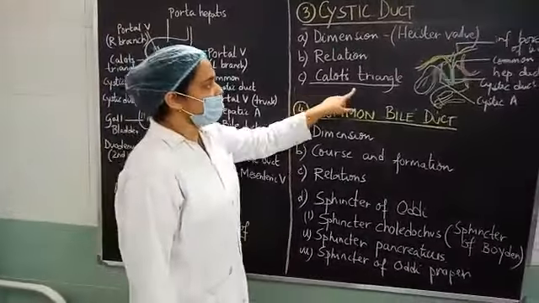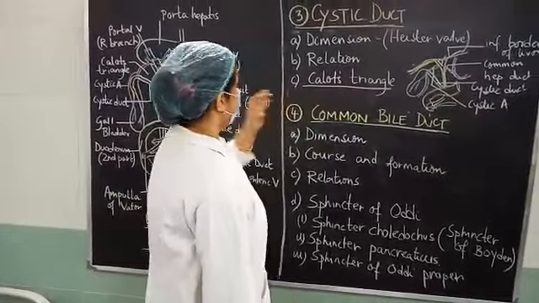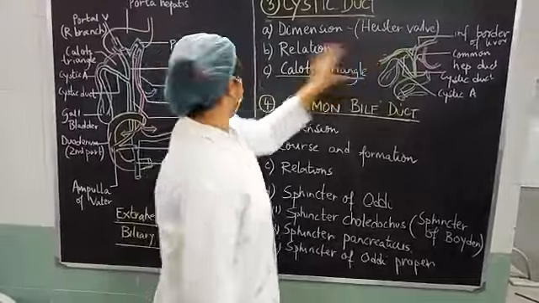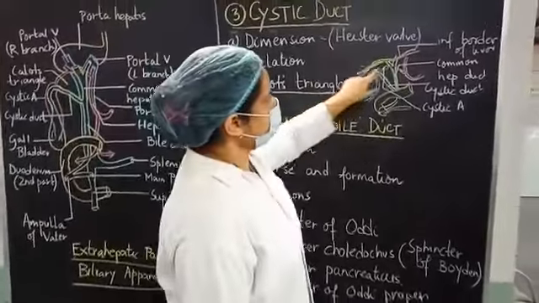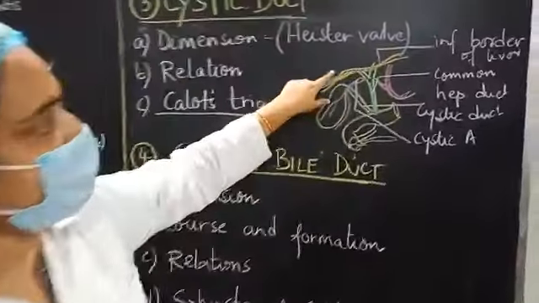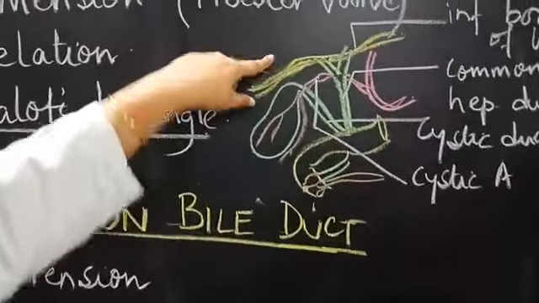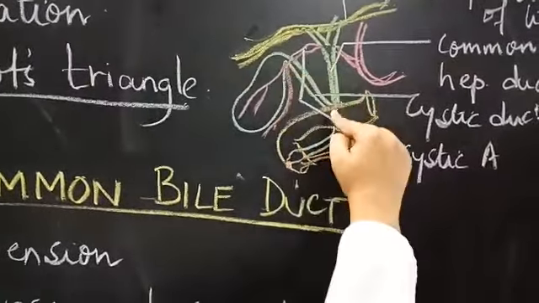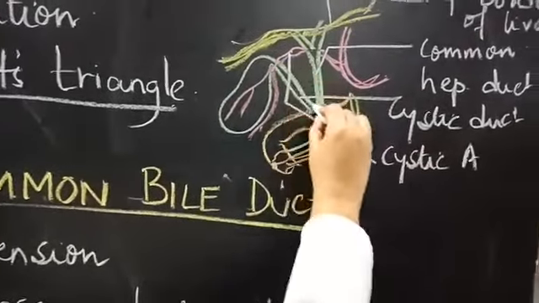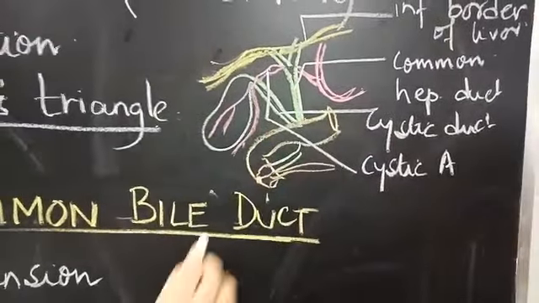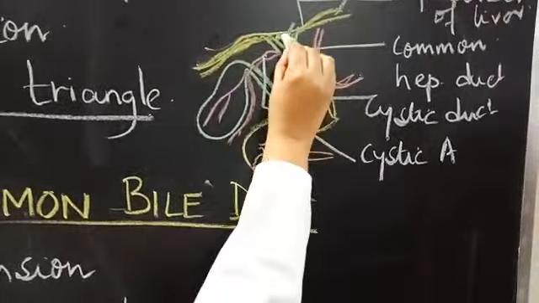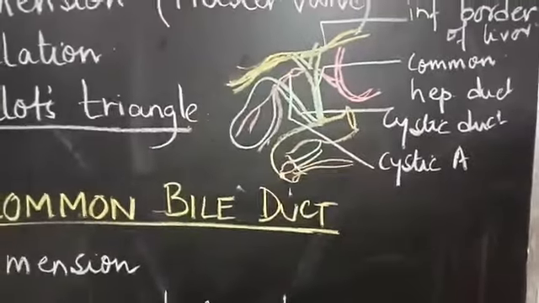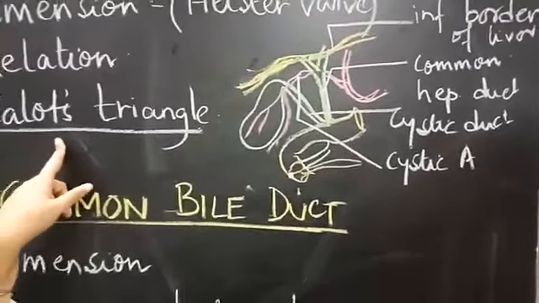So what is the boundary of Calot's triangle? I have drawn the magnified view of this part actually. So above is the inferior border of the liver drawn with yellow color. Below and laterally we will find the cystic duct, this part. This is the cystic duct and medially it is the common hepatic duct. So you see this is the triangle and this is known as Calot's triangle.